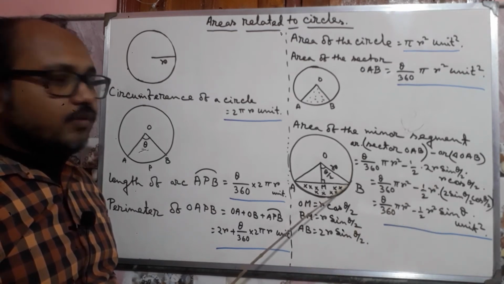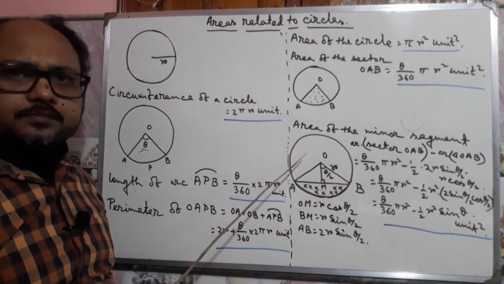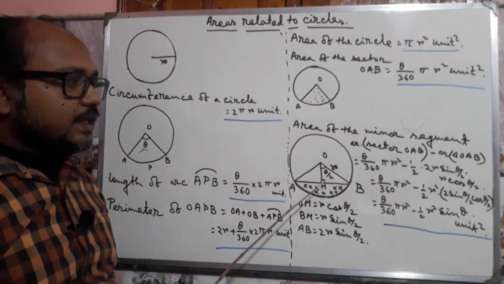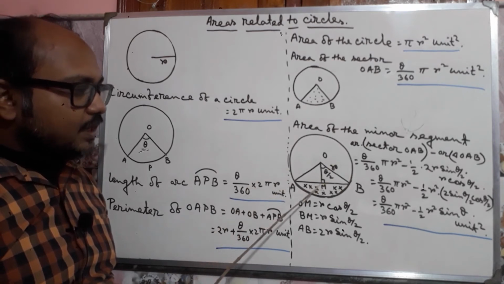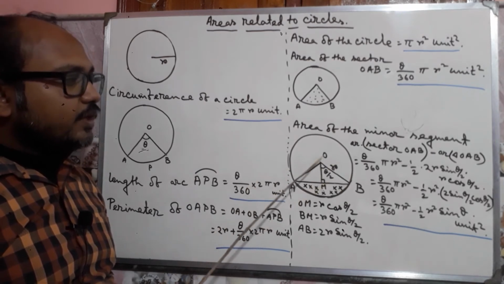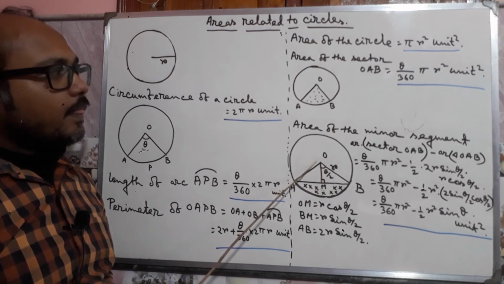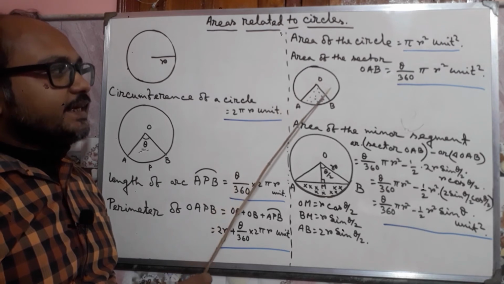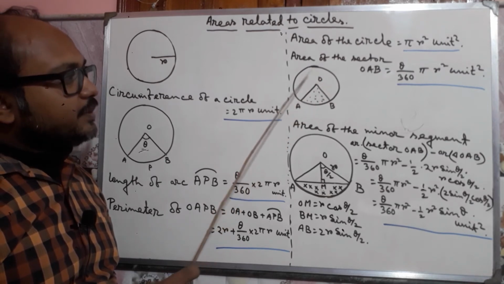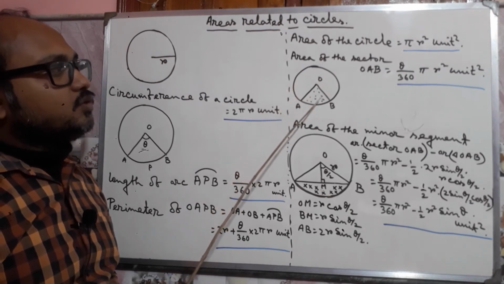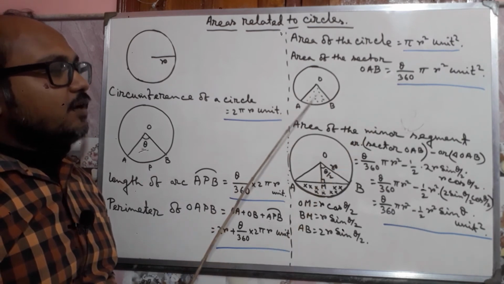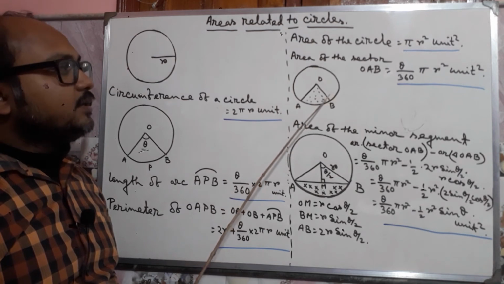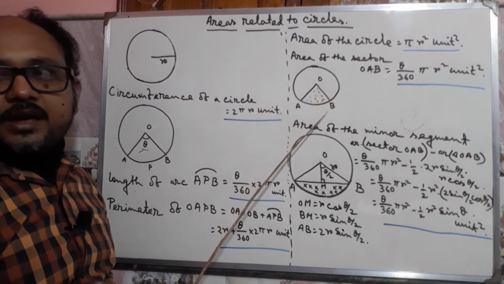And what will be the area of the major segment? From the area of the total circle, that is pi r square, if we subtract the area of this minor segment, we can get the area of this major segment. Similarly, to get the area of the major sector, we have to subtract the area of the minor sector from the total area of the circle.